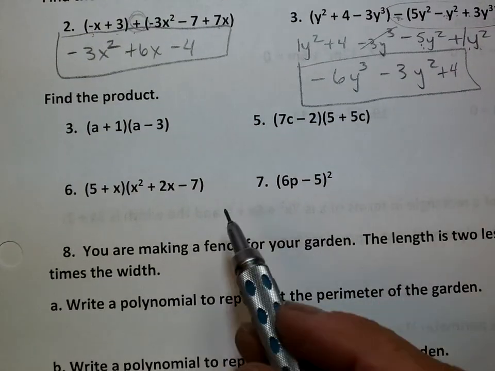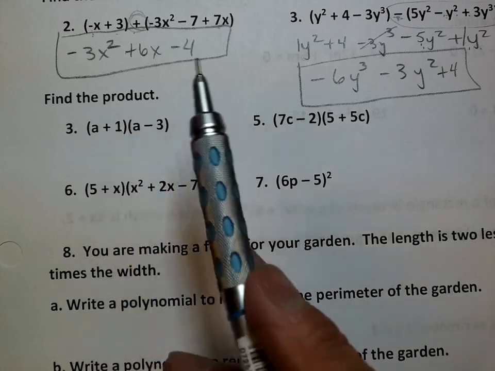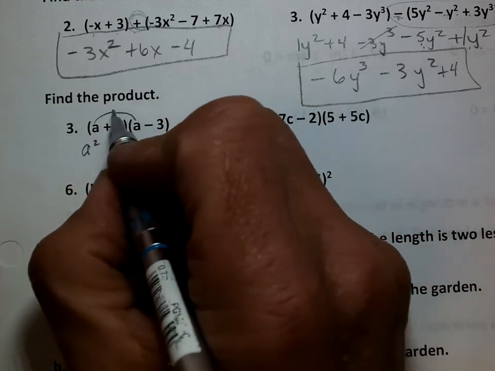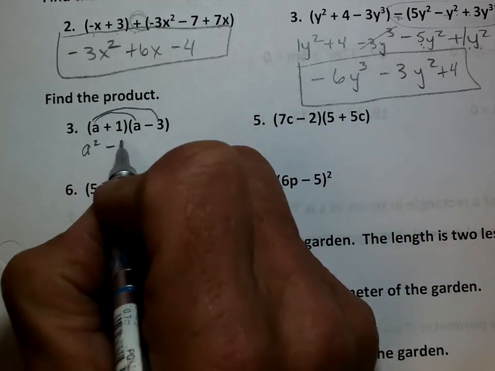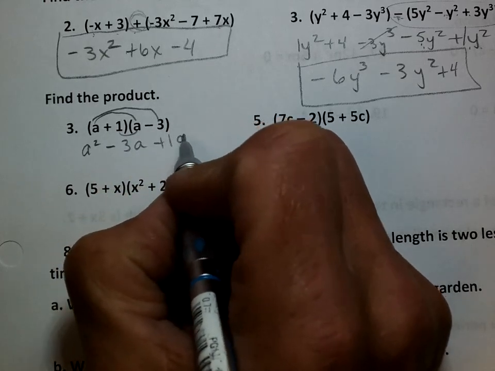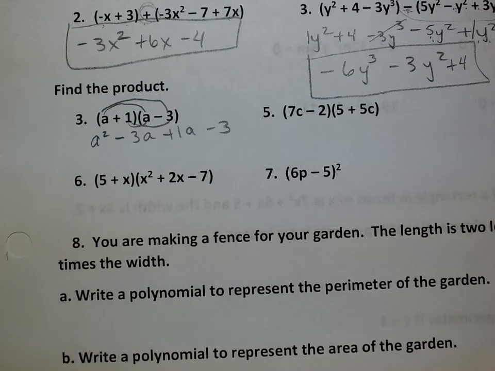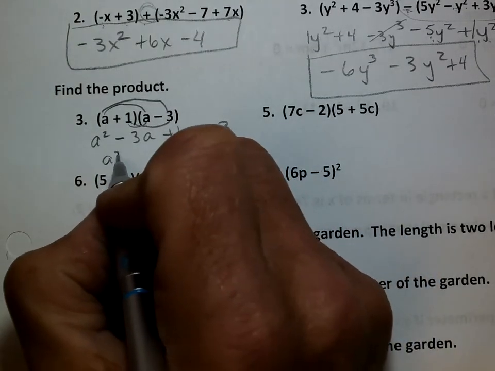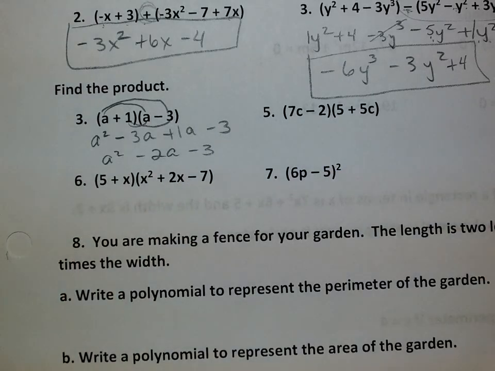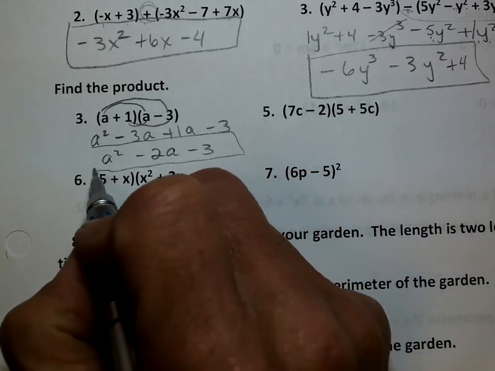Okay, now number 3 is going to be FOIL. There's no plus sign. See it? There's no plus sign, so we're going to FOIL. A squared minus 3a plus a 1a minus 3, right? Gives me an a squared minus a 2a minus 3. And that's all. No mas.